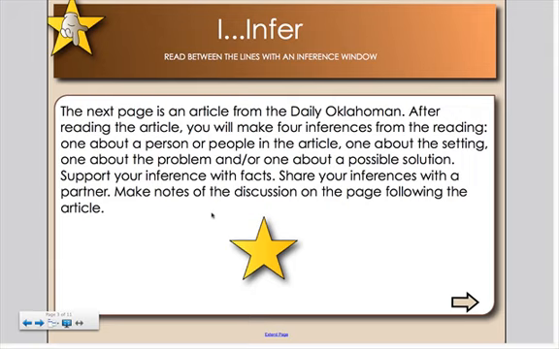Share your inferences with a partner. Make notes of the discussion on the page following the article. Today's article is in honor of Black History Month. Let's get started.